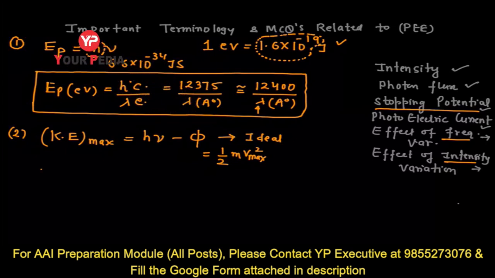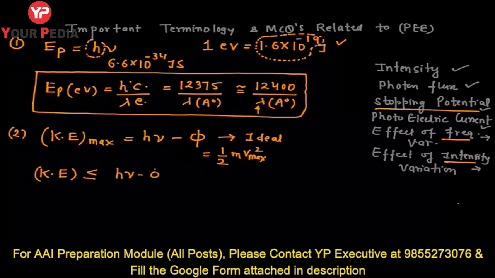Is it clear? Now see, if I take practical consideration, then this kinetic energy will be less than or equal to h nu minus phi. It means in this equation also, the maximum value is this one, which will be when we are assuming the ideal constant. So this is including practical constant also, which means losses in the collisions we are taking into consideration, which usually you don't.